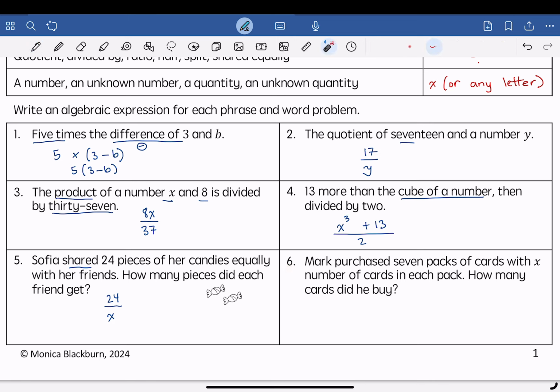Question 6. Mark purchased 7 packs. So 7 packs of cards with x number of cards in each pack. So 7 times x is the unknown value because we don't know how many cards are in the pack. But if we figure out how many cards are in the pack, we multiply it by 7, we will know how many cards he purchased or he bought.